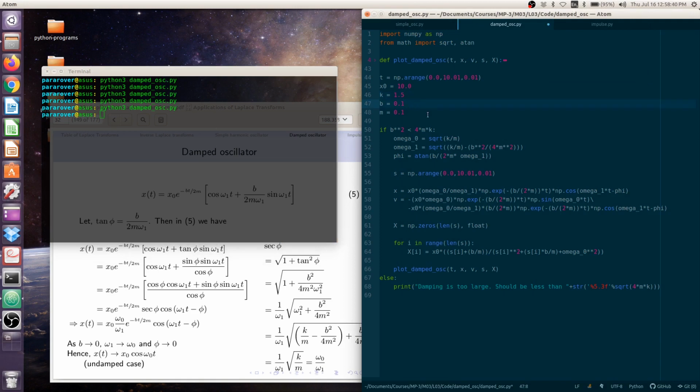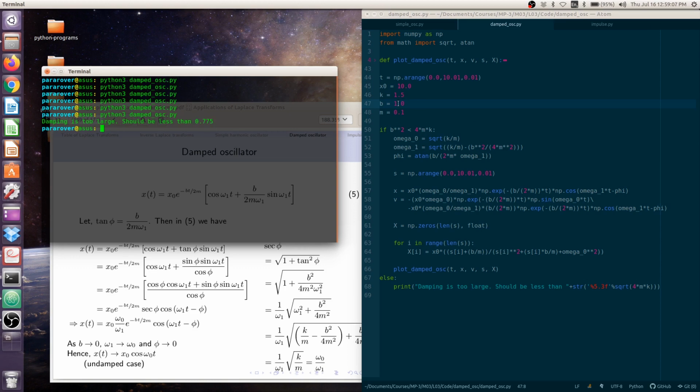Now how far can I increase the damping? Can I keep on increasing the damping as much as I want? Let us say I make the damping to be 1. Will this really work? Now damping is too large here, because I have just given the condition for when the damping is less than the critical damping. So it calculates the critical damping. Damping should be less than 0.775.